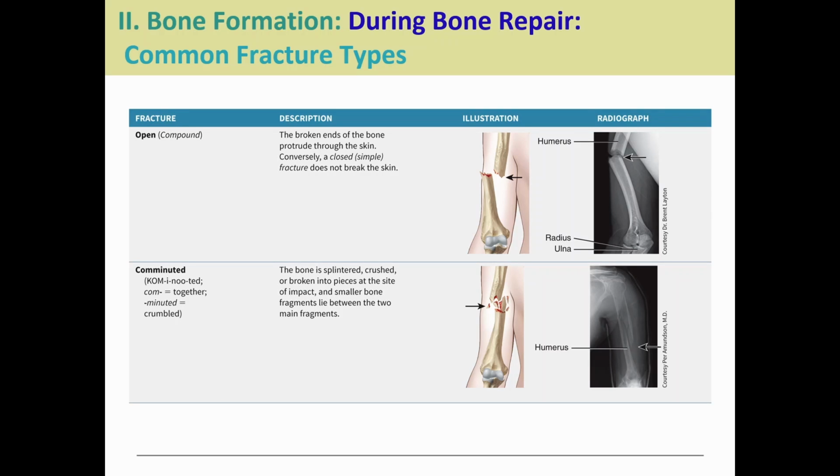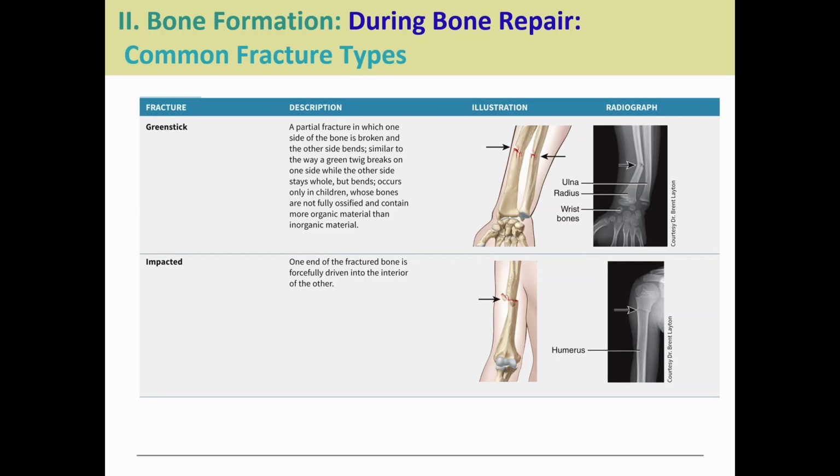So let's take a peek at some of the different types of fractures. We have the open one, or a compound fracture. This is where the bone is broken and it is sticking through the skin. Opposite of that would be a closed fracture where everything is contained within the skin. Then we have comminuted. This is where the bone has been splintered, crushed, or broken. So we have little tiny fragments, and we're going to have to figure out what to do with all those itty bitty fragments between the 2 main pieces.